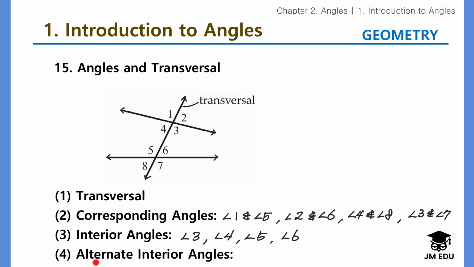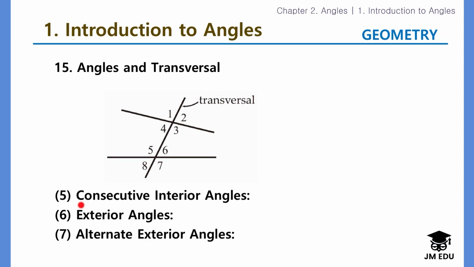Number 4, alternate interior angles. Alternate interior angles are the interior angles formed on the opposite sides of the transversal. So in this figure right here, angle number 4 and angle number 6, they are alternate interior angles. Also, angle number 3, angle number 5, these two angles are also alternate interior angles. So let's write them. Angle number 3 and angle number 5 and angle number 4 and angle number 6. These are alternate interior angles.